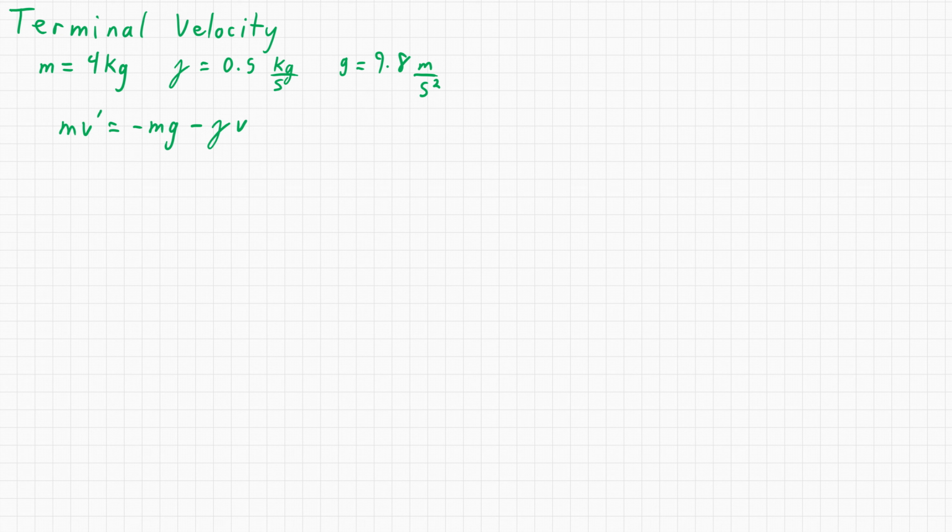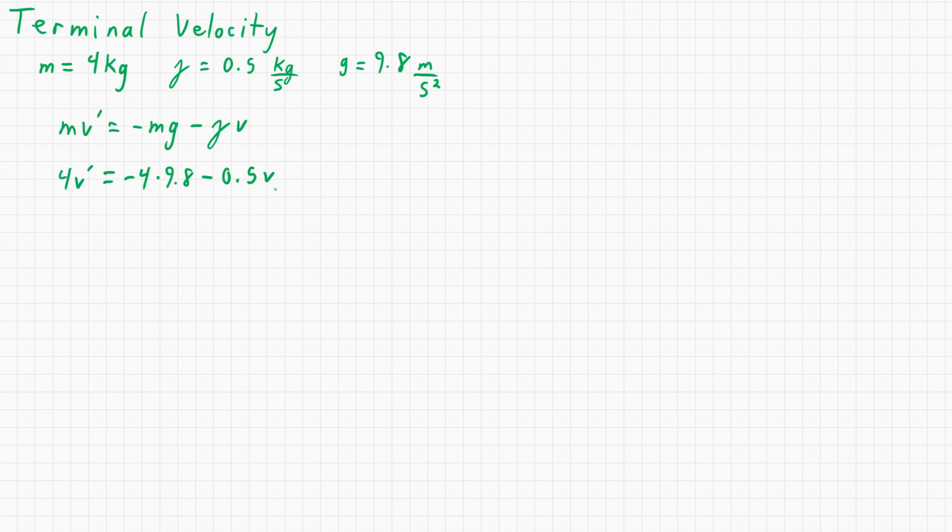So let's go ahead and plug in our values. We have m is 4, so we have 4 v prime is going to equal negative 4 times 9.8 for gravity of the Earth. Then we have minus gamma, so 0.5 times v.